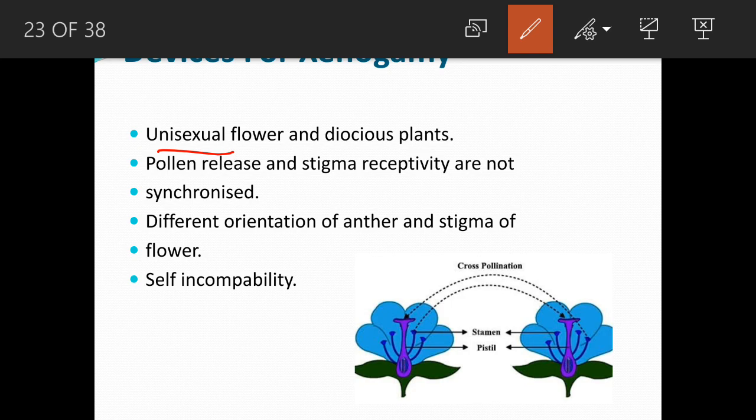In case of jasmine and primrose, there is self-incompatibility. This means that the pollen grains of a flower are incapable of affecting fertilization even if they are placed on the stigma of the same flower due to mutual inhibition. The pollen grains of one flower don't grow on the stigma of the other flower because there is mutual inhibition between them.